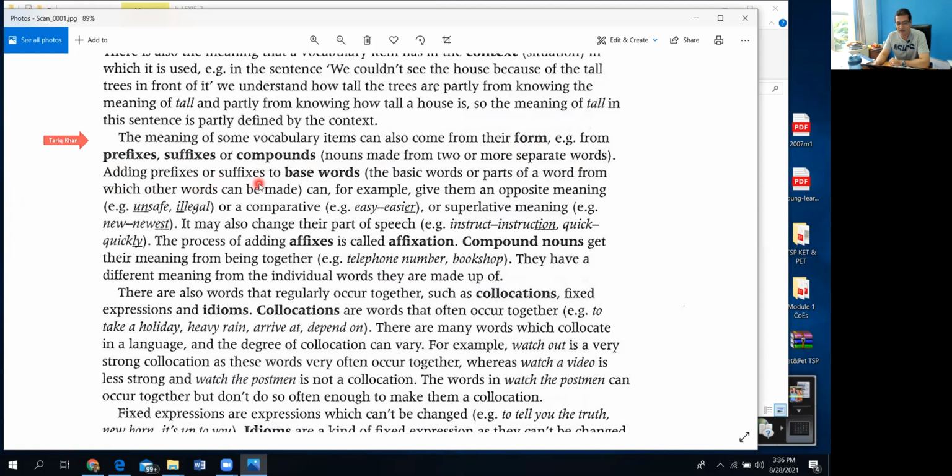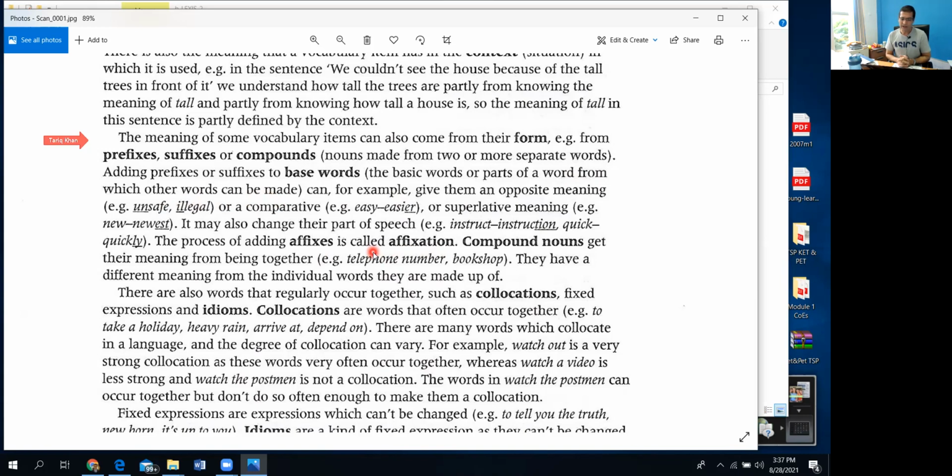Adding prefixes or suffixes to base words. What are base words? Base words are the basic words or part of a word from which other words can be made. A base word is the original word. Then you do affixation of it. What is affixation? Affixation, you can see it here in the 5th or 6th line where I am pointing out. That is called affixation. Affixation is the process of adding a prefix or a suffix to a word.